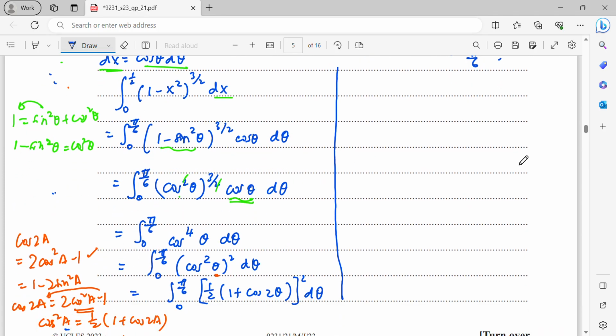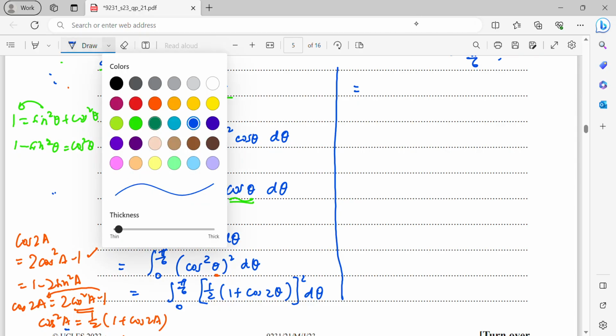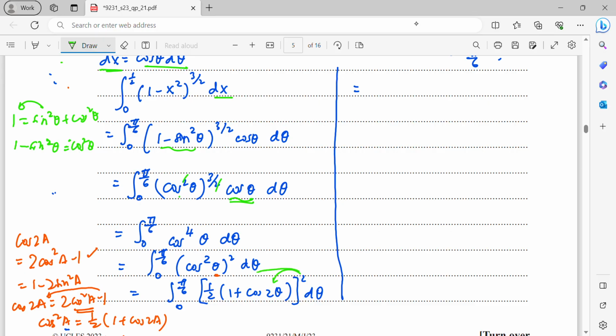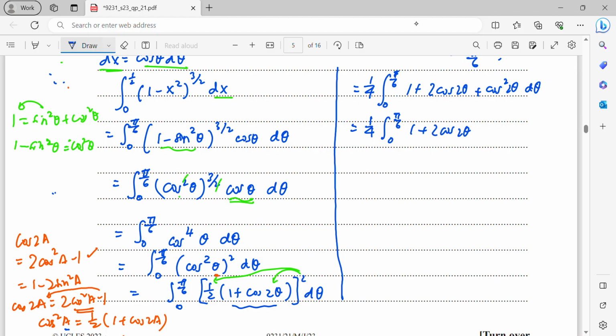So now my integration becomes, bring in the squared. So when you bring in the squared, 1 over 2 squared becomes 1 over 4. I will factorize the 1 over 4. So I will get 1 over 4, integrate 0 to pi over 6. Then now I will do expansion for this bracket. It will be 1 plus 2 cos 2 theta plus cos squared 2 theta d theta. So 1 over 4 integrates 0 to pi over 6, remain first two terms. But the last term, again, cos squared 2 theta.